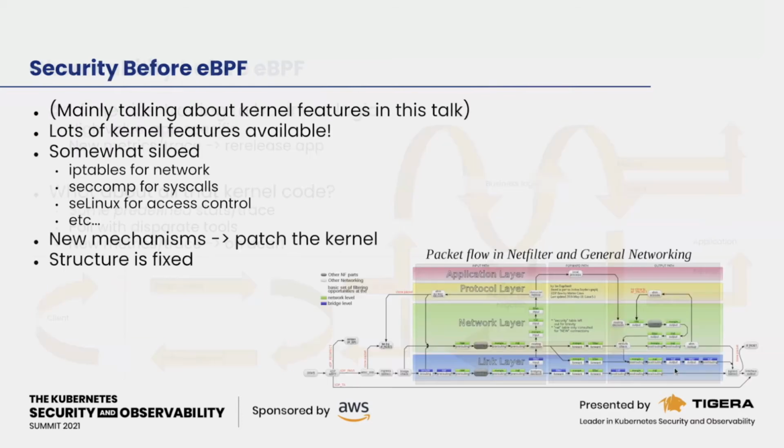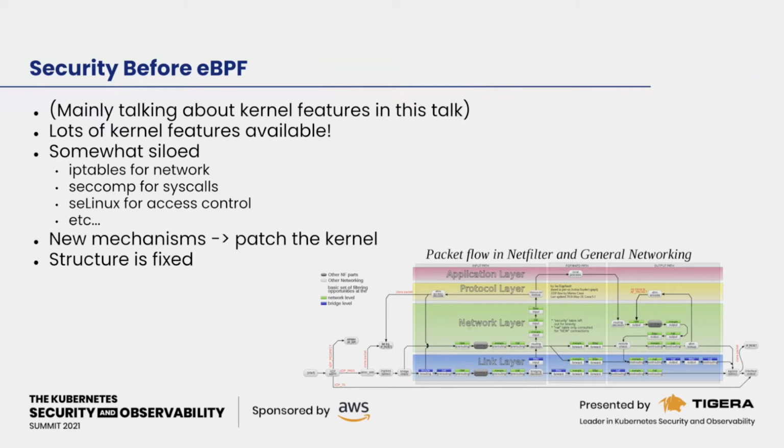Okay, so we'll leave that there for a second, and we'll talk about security in the pre-BPF world. And I'm mainly going to talk about kernel-based security features here. So skipping over security at the application level, like TLS and certificates and things like that you might have in your application. That's out of scope for this. I'm more talking about the features in the kernel that allow you to lock things down, and there are lots of those.